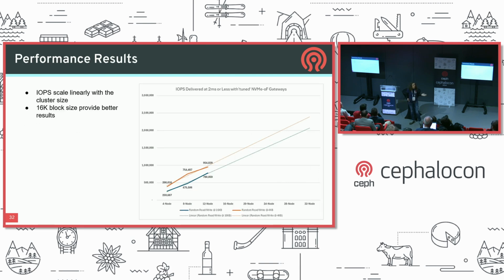Another thing, we want to make sure we're scalable. This is increasing the cluster, with one gateway per node. As we can see, we scale linearly. We only had 12 nodes, so that's what we tested. And not surprisingly, 16K does better than 4K. Ceph is always better with larger I/O. I assume if we tested 1 megabyte, it would probably also be better.